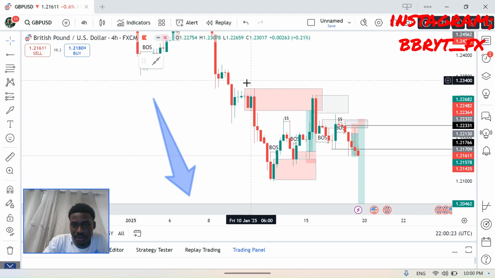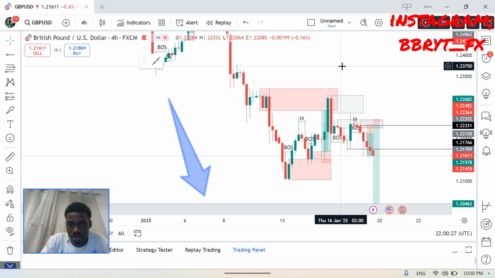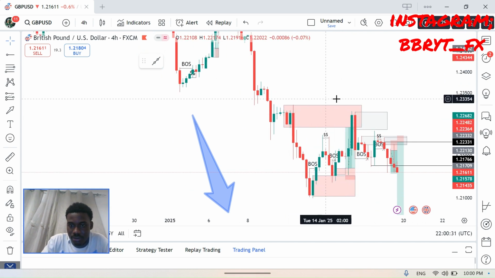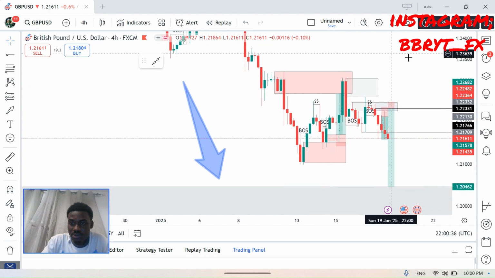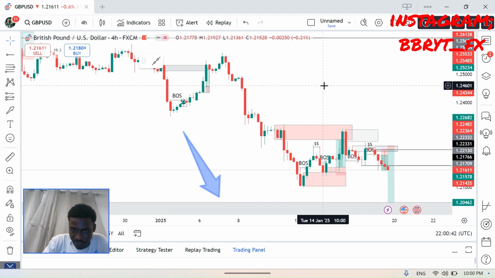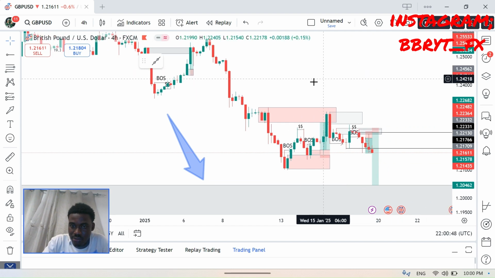So I marked out this supply zone right here, and I knew price wouldn't be able to move further up and break the zone right here. If price was able to break the zone, it means we are reversing into buys. But price needs to first get into the zone because there's high liquidity here before it can make that big move.